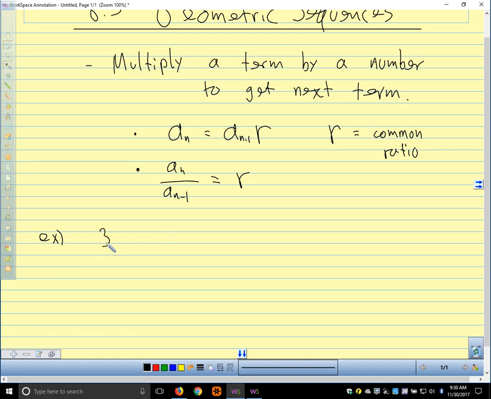How about 3, 6, 12, 24, dot, dot, dot. Is that geometric? Yeah. And what's our common ratio? 2, yeah.